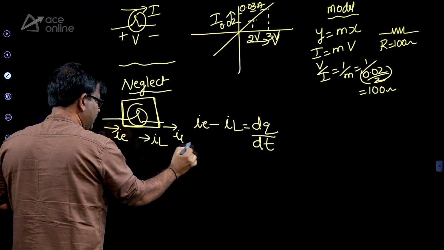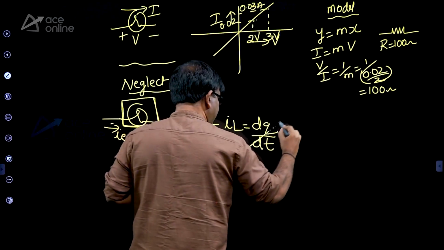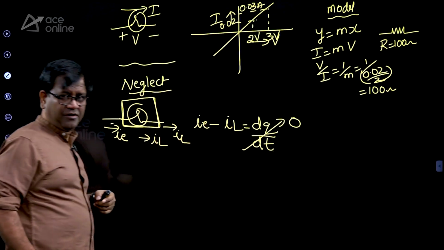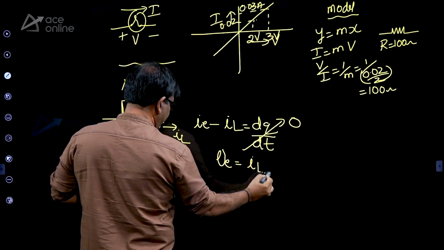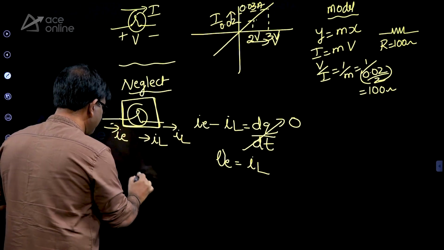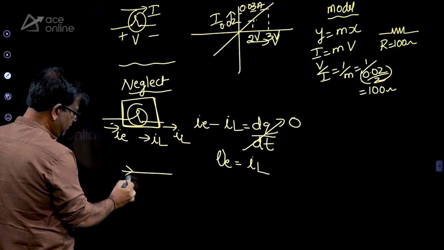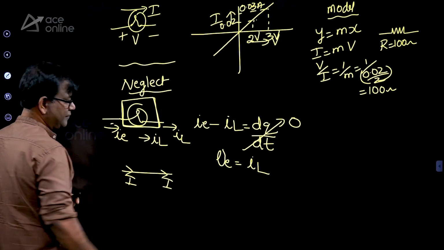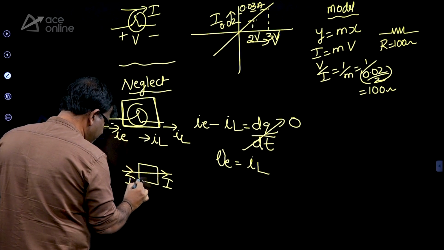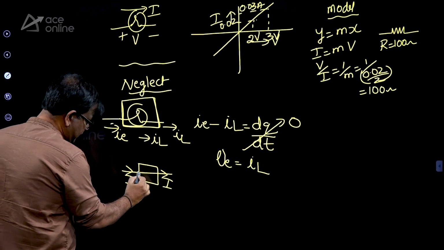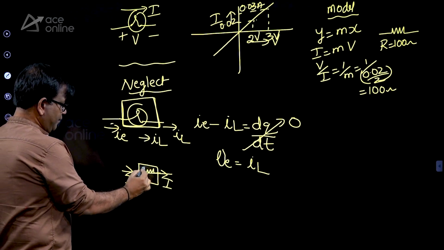If you take the leaving current here, this is the entering, this is the leaving, then you can make dq by dt as 0. Then all the currents entering will become the current leaving, and it is just like a simple wire, right? So here the current is entering, here the current is leaving. All the entering current is leaving. In between you can put whatever lumped element you want.